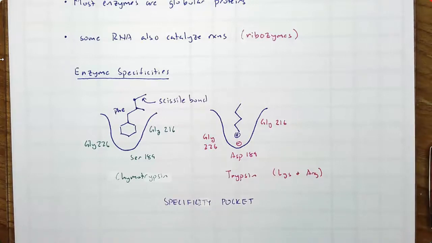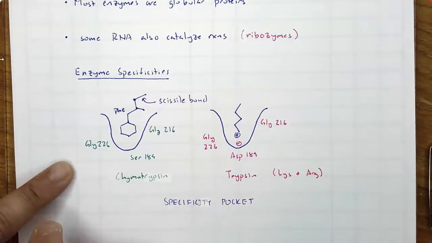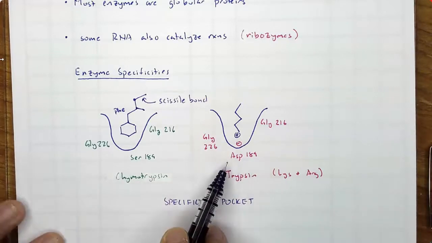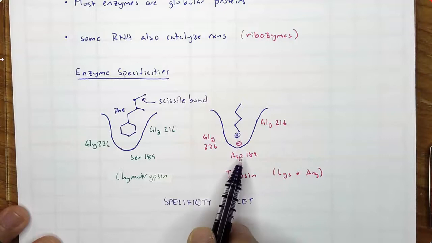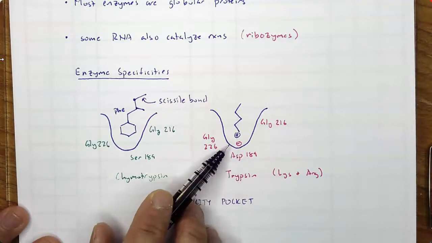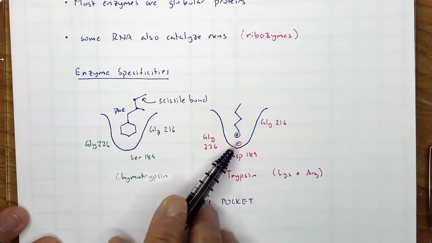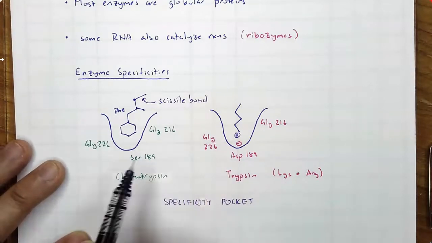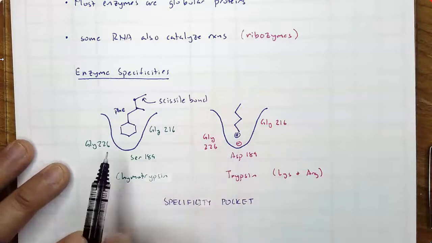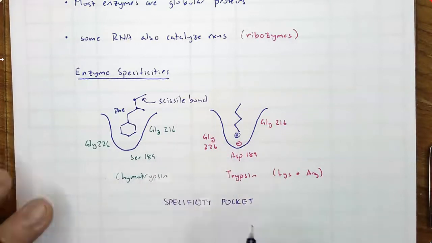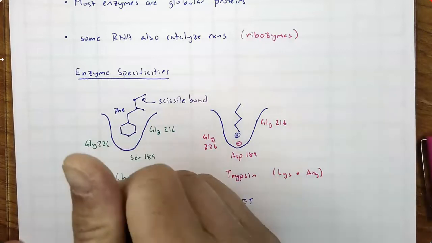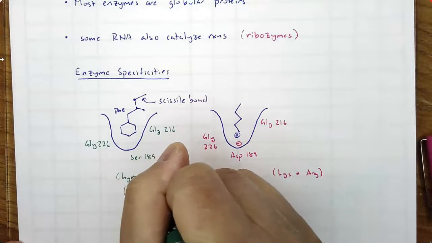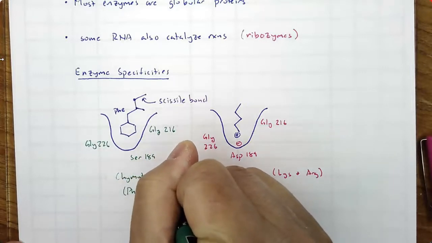Okay. And you know, the specificity pocket is very similar between these two, but trypsin has an aspartic acid that has a charge interaction with the positive charge of either lysine or arginine. But the other amino acids in the specificity pocket are for the most part identical. Okay, let me just put here what chymotrypsin cleaves at: phenylalanine, tyrosine, and tryptophan.